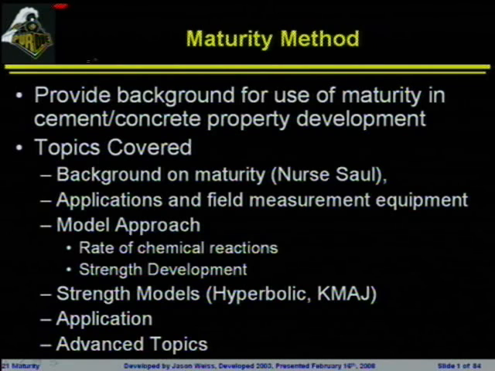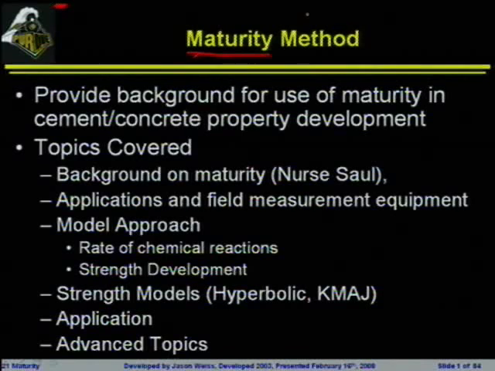And what I want to do is describe the maturity method, which is one way that you can go about quantifying the influence of temperature and time on exactly how fast the material properties are developing. Now, this has a few benefits. They're mainly related to construction management issues and more rapid testing.